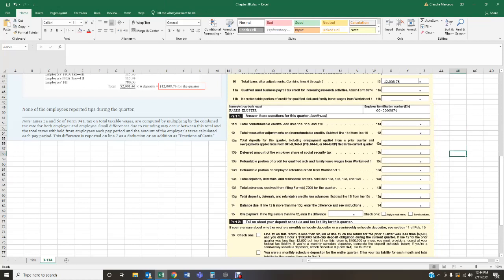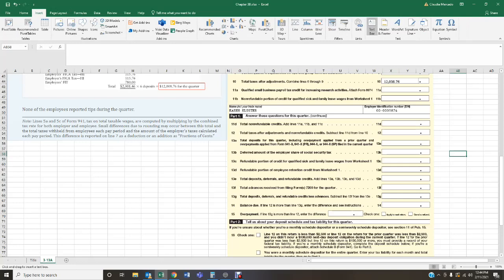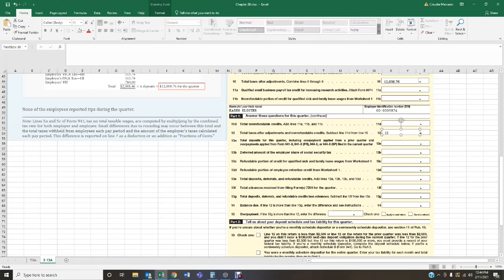So we're continuing on part 1. It says total non-refundable credits. Do we have any total non-refundable credits? Nope. The problem doesn't give us that information, so we're going to leave it blank. Number 12, total taxes after adjustments and non-refundable credits. Subtract line 11D from line 10. So 11D is 0, and I'm going to subtract. My balance for line item 12 is $12,008.76.